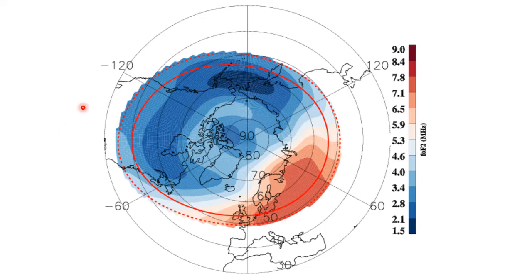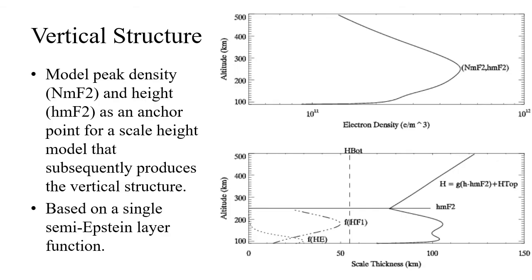The horizontal variability in the model is given by the spherical cap harmonics, which will form the horizontal component of the state space that we'll be using in the data assimilation scheme that I'll present later.